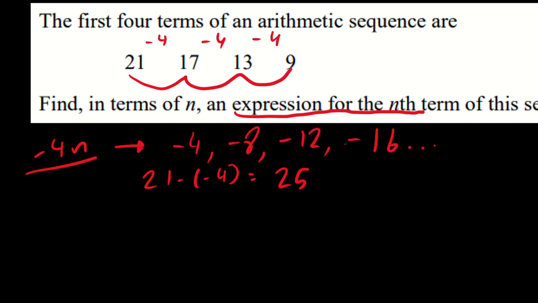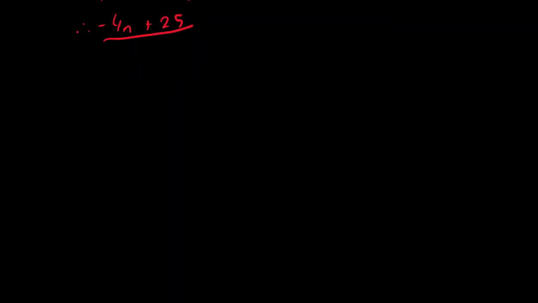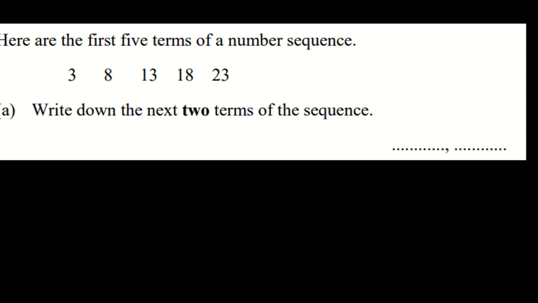And let's see if that's also correct for this one. 17 minus negative 8. That is also equal to 25. Therefore, the expression for the nth term of this sequence is equal to negative 4n plus 25. Okay. And let's move on to the last one.